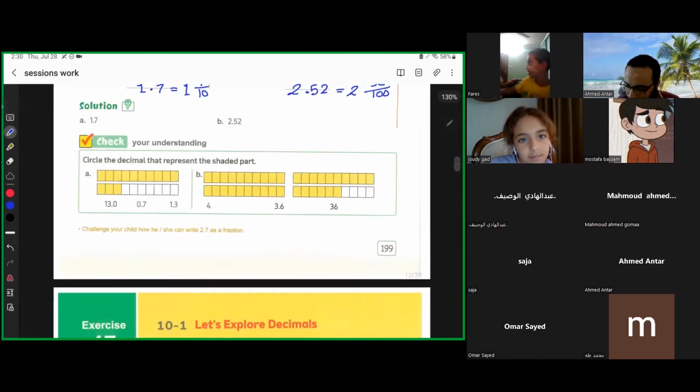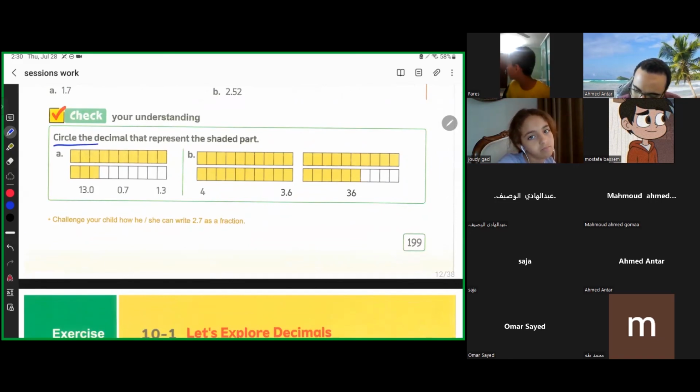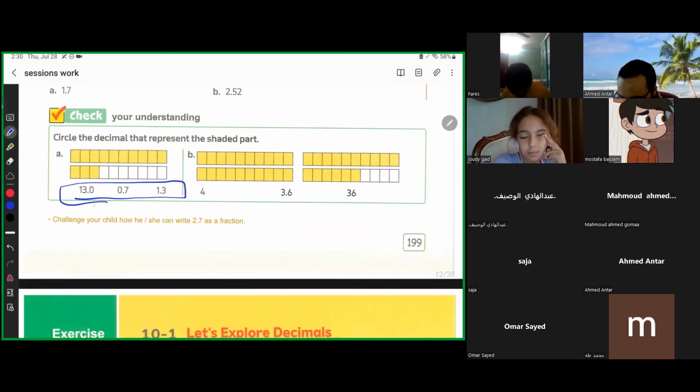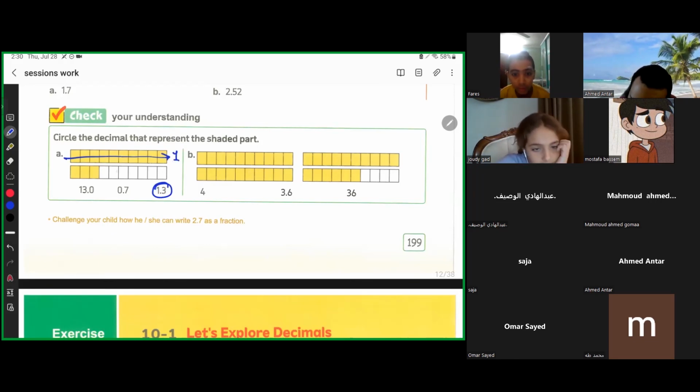So let us look at this question. Check your understanding. Answer with me, Abdelhady. Circle the decimals that represent the shaded boards. These shaded boards, its decimal is 13.0, 0.7, or 1.3. 1.3, very excellent. This is the one whole, and this is 0.3. So 1 and 0.3 means 1.3. Very excellent. What about the next one?